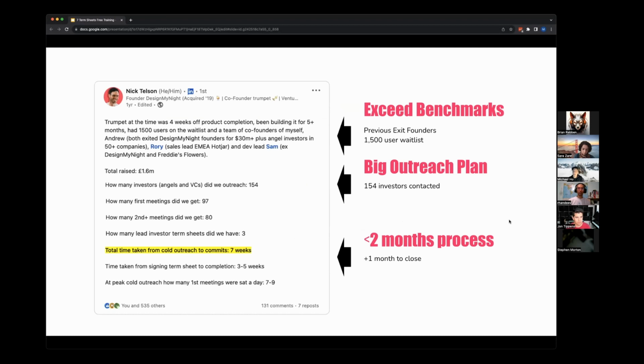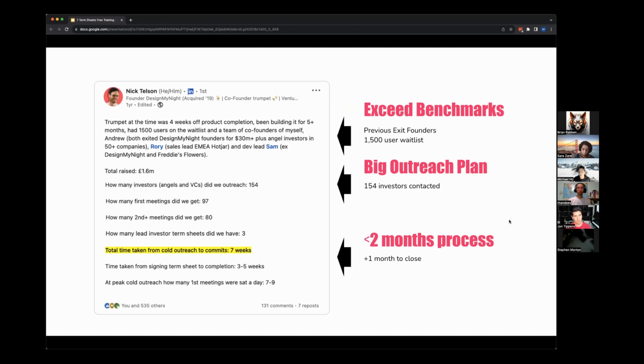Now, here's what you have to do in order to run a short process. It's the same funnel numbers, but you need to be pretty confident that you at least meet or exceed benchmarks for the types of investors that you're going after. This one was angels and VCs. So the VCs were in there and they were looking for a lead. They were previously exited founders and they already had a 1,500 user wait list set up.